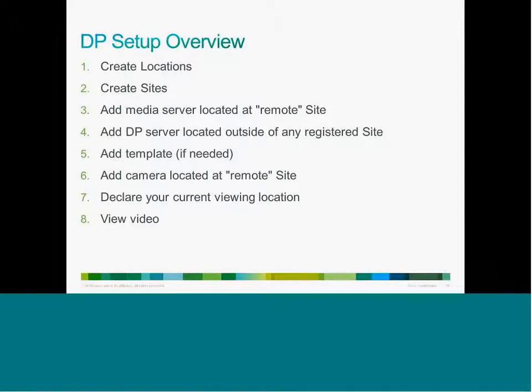To set this up, you would create locations, which we've been doing for a while now with VSM. Set up locations. We create what are called sites. We'll talk more about what those are. We add a server at the remote site, which has all the cameras which are on the remote site. We add a dynamic proxy server on the centralized site, and then templates and cameras for your regular video. When you view video, depending on the location where you are, you get the video from your media server, which is in the remote site, or you get it from the centralized dynamic proxy, and we'll see a demo of that as well.